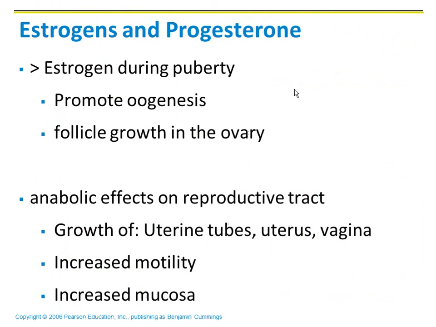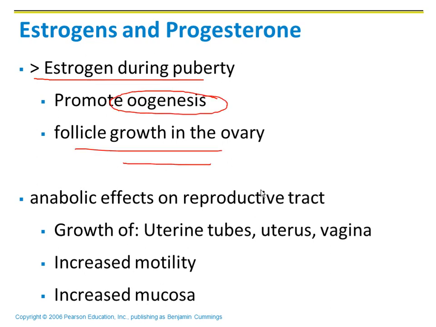All right, so some of the other things about estrogen and progesterone. We already saw their effect on follicles, and we see their effect on the endometrium. But here's some other things. When estrogen levels rise during puberty, again, that's going to trigger oogenesis and follicle growth. But rising estrogen during puberty also increases growth of our uterine tubes or our fallopian tubes, our uterus, even the vagina. So our reproductive structures actually get bigger with estrogen and progesterone secretion, primarily estrogen.